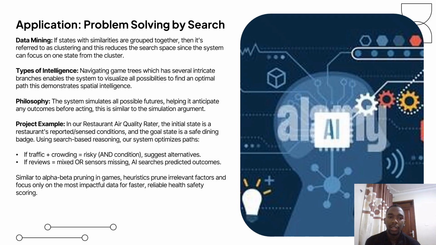Project example. In the restaurant air quality data, the initial state is the restaurant's reported conditions and the goal state is a safe dining badge. Using search-based reasoning, our system optimizes paths: if traffic plus crowding equals risk, it suggests alternatives. If reviews are mixed or sensors are missing, AI suggests predicted outcomes. Similar to alpha-beta pruning in games, heuristic pruning prunes irrelevant factors, focusing only on the most impactful data for faster, reliable health safety scoring.